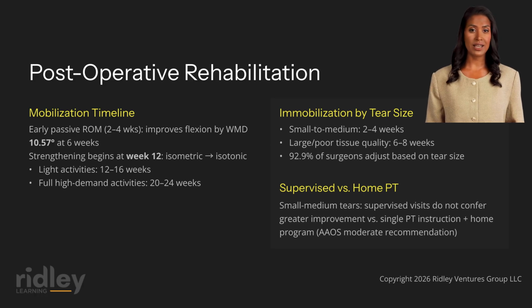The AAOS guideline provides a moderate strength recommendation that for patients undergoing arthroscopic repair of small to medium tears, supervised physical therapy visits don't confer greater improvements in pain or function compared to a single session of physical therapist instruction followed by an independent home exercise program. For massive rotator cuff tears, a retrospective comparison found that home-based and supervised physical therapy protocols yielded similar functional outcomes, healing rates, satisfaction, and return to work rates at a mean follow-up of over 4 years.